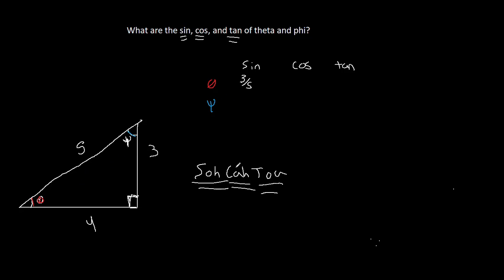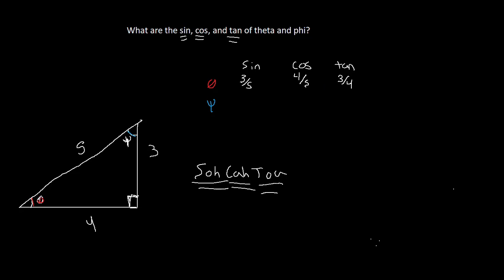The cosine, so CAH, adjacent over hypotenuse. The adjacent side is going to be 4 because that's the side that touches the angle. And again, the hypotenuse is still 5. So in this case, the cosine is going to be 4 over 5. And then finally, tan, which is the TOA, which is opposite over adjacent. So the opposite, again, of theta is going to be 3, just like before. And the adjacent is going to be 4, just like before. So the TOA, or the tan, is going to be 3 over 4. Okay? Hopefully that made sense.